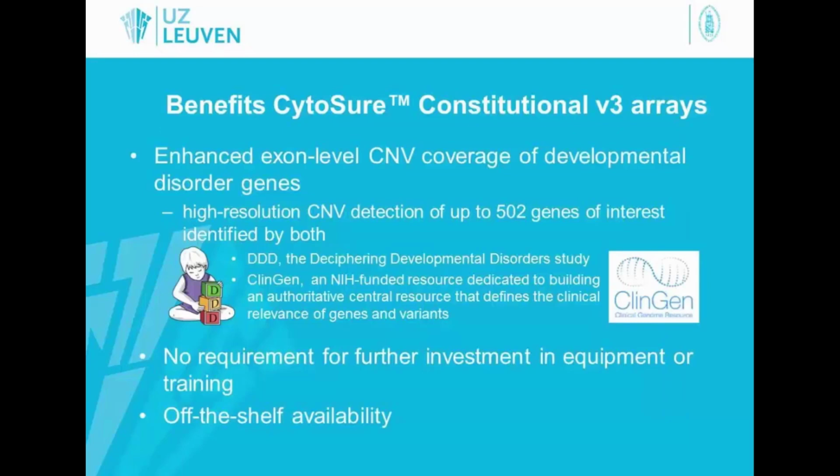So why did we want to validate or test the V3 array? Of course, because of the enhanced exon level CNV coverage of these developmental disorder genes. And as was also touched upon by the previous speakers, it's really focused on 502 genes of interest identified both by the DDD project as well as ClinGen.